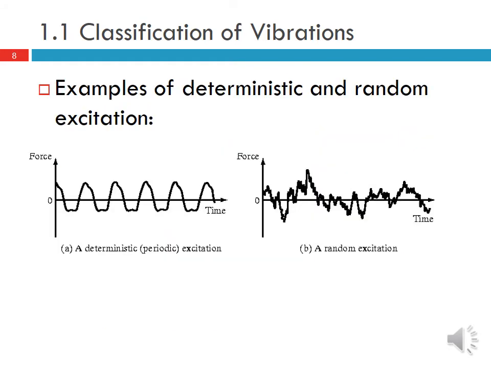Here are some examples of deterministic versus random excitation. You can see in the deterministic one, we have this periodic excitation that occurs, and we can know the value of the force at any time. Whereas with random excitation, we don't have this same behavior.